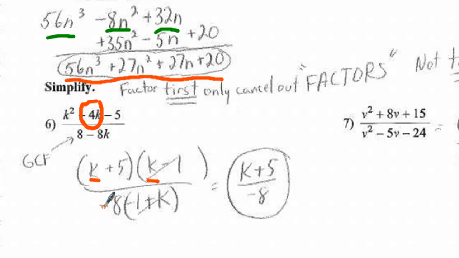So really, the key to this problem is to factor out a negative 8, which will give you the negative 1 that you're going to have up here, and it'll give you the positive k so that this and this will cancel out. And you're left with k plus 5 all over negative 8. So again, that's a little tricky when you have to factor out a negative, but just be aware of it.